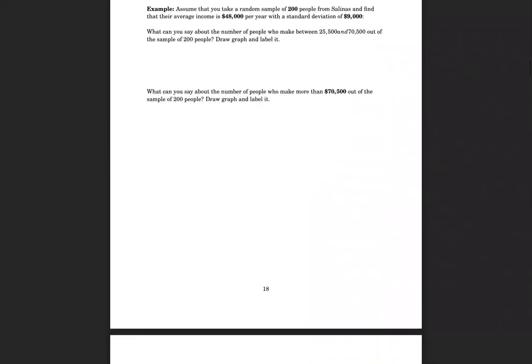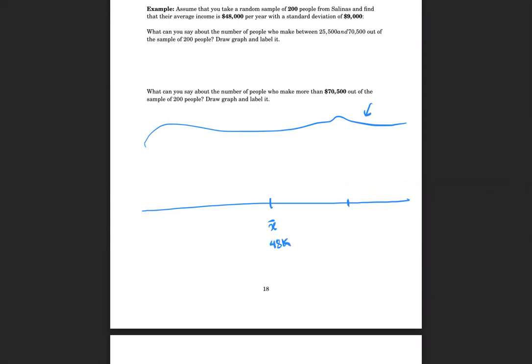Next question is this. What can you say about the number of people who make more than 70,500? It's exactly the same problem like the last one. So let me just sketch it again. So this is the distribution. All I'm saying is that this is an arbitrary distribution. We don't know. That's what it is. X bar, which is 48K. And this is 70,500 or 70.5K.